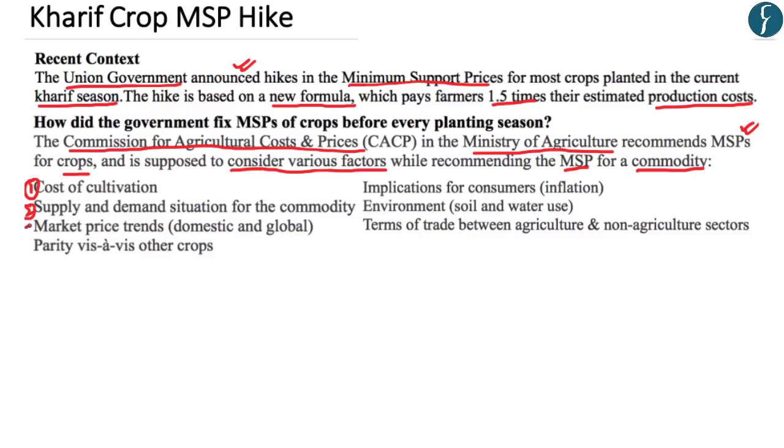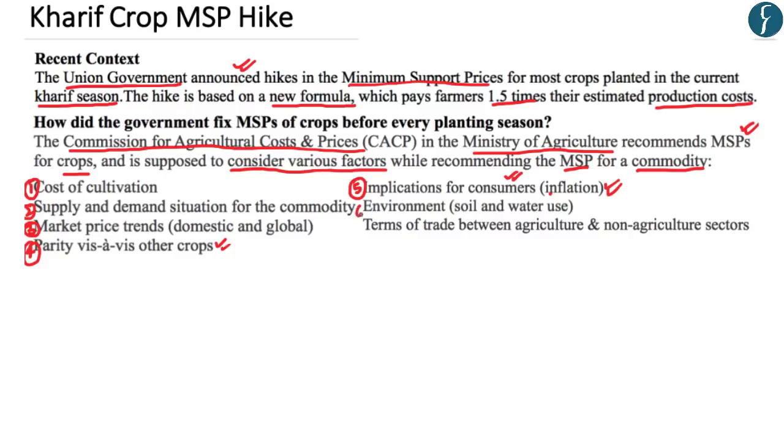The third factor would be the prices in the global and the domestic market. The fourth factor would be how the MSP for one commodity or crop is relative to another crop, so as not to create a mismatch between the various MSPs given for various crops, and ensuring a fair price for different farmers who have planted different crops. The fifth factor would be how the minimum support price would impact the consumers, as to whether a higher MSP would cause a rise in prices for the consumers.